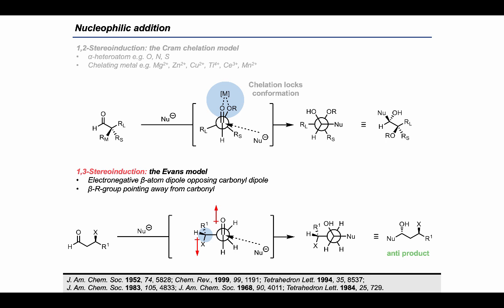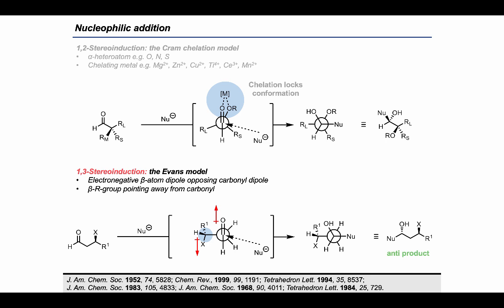The electronegative X group at the beta stereocenter is oriented so that its dipole opposes that of the carbonyl group to reduce dipole interactions. The R group of the beta position is also oriented away from the carbonyl group to minimize steric hindrance. The major product from non-chelate 1,3 stereoinductions typically has the newly formed alcohol and the electronegative group X positioned on opposite sides of the product, in a so-called anti-relationship. Therefore, the major products of these reactions are typically referred to as anti-products, while the minor products are syn, with the two groups on the same side.